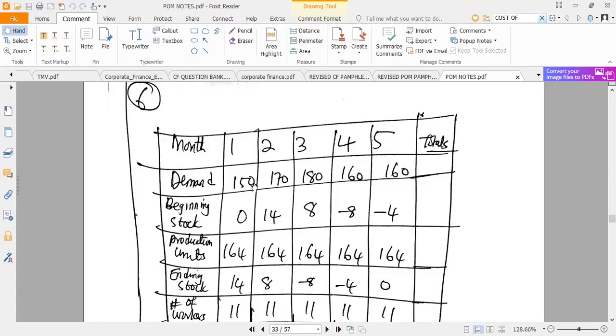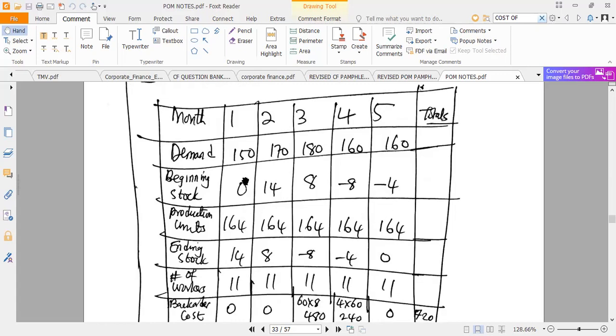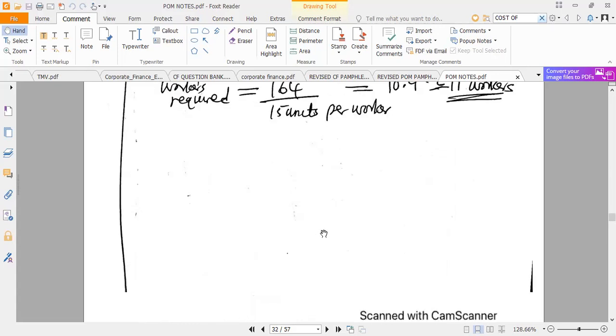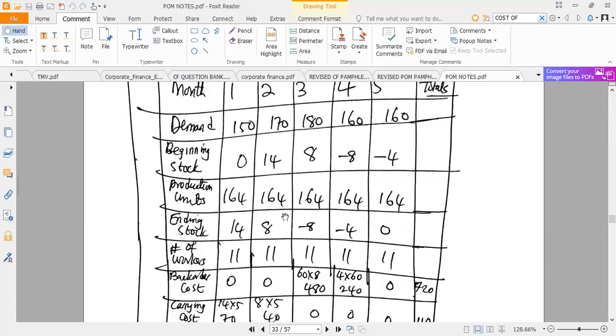All right, then. So we have months 1, 2, 3, 4, 5. The demands are 150, 170, 180, 160, and 160. Then we get to our beginning stock, which is zero. Our production is the same, 164, which I've calculated and shown. So we open with zero plus the production of 164, minus the demand of 150. We remain with 14, which we carry forward as the beginning stock for period two.